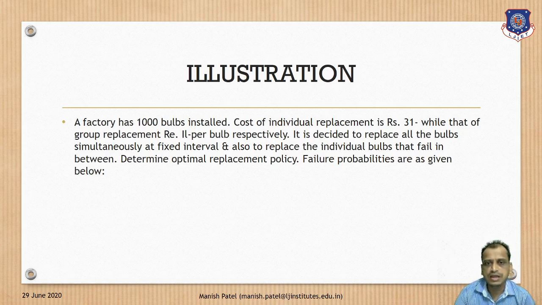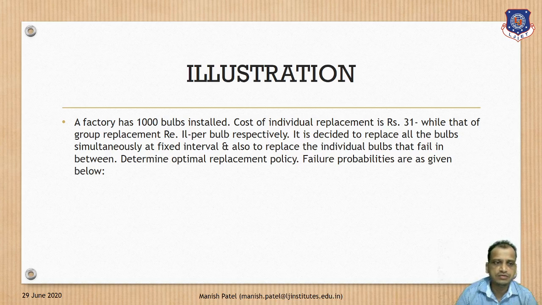And also to replace the individual bulbs that fail in between. What do you mean by that? It means that, let's say for example, after 4 months around 50 bulbs suddenly fail. So the company will also replace those bulbs at a cost. Clear? Now determine the optimum replacement policy. Group replacement is the better case, or individual replacement, meaning as and when required the company will replace.